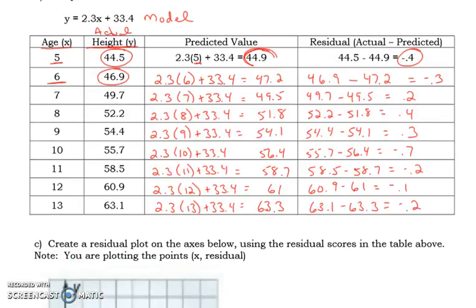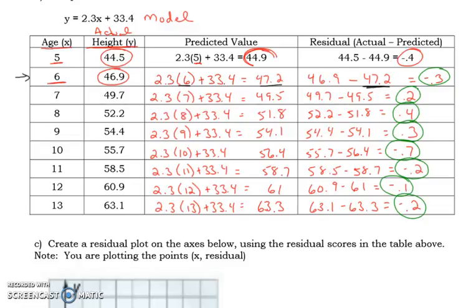Okay, now I did notice a mistake when I went back and looked at my table. When x had a value of 6, and I substitute a 6 into the model, I end up with 47.2. So now the actual 46.9 minus 47.2 equals negative 0.3. I accidentally read the next line underneath it. So your predicted values should be 47.2, 49.5, 51.8, 54.1, 56.4, 58.7, 61, and 63.3. And then your residuals are negative 0.3, 0.2, 0.4, 0.3, negative 0.7, negative 0.2, negative 0.1, and negative 0.2 again.